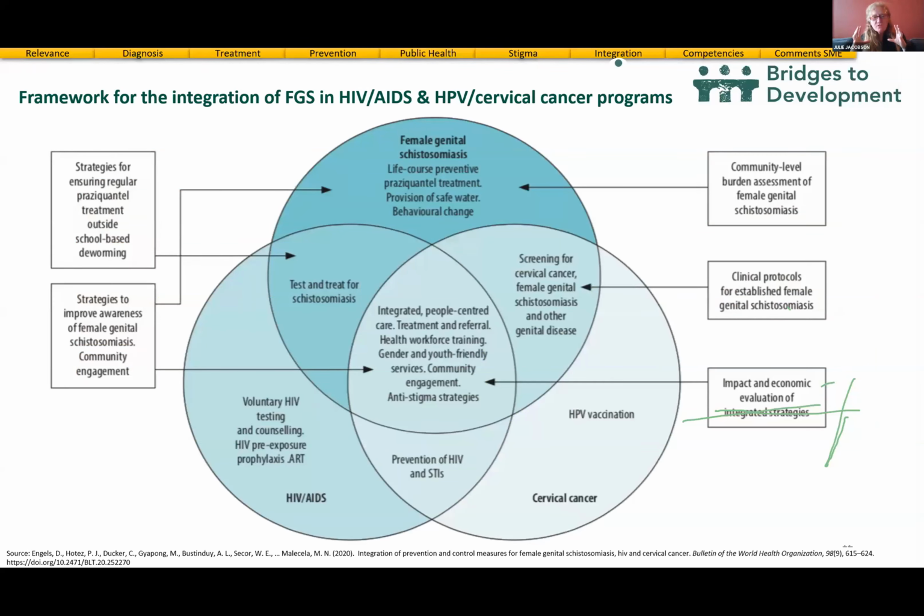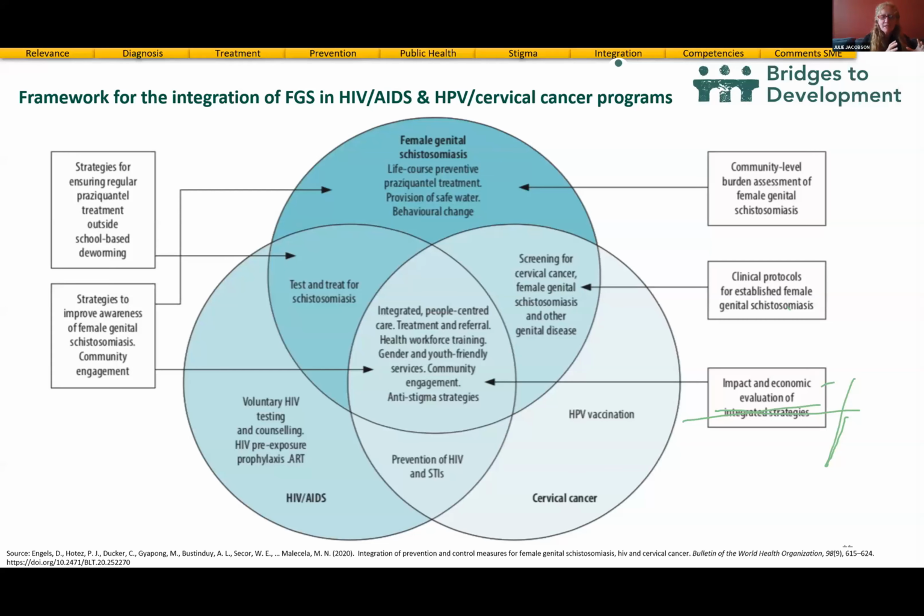So the challenge with female genital schistosomiasis is that it's a parasitic infection. However, it presents with sexual and reproductive health symptoms. And so women who have this are not seen by a parasitologist or somebody who is focusing in that area. And so we need to see female genital schistosomiasis as part of the health system.